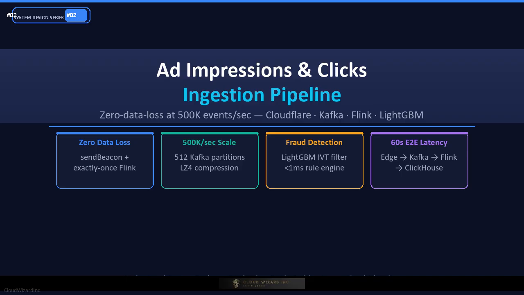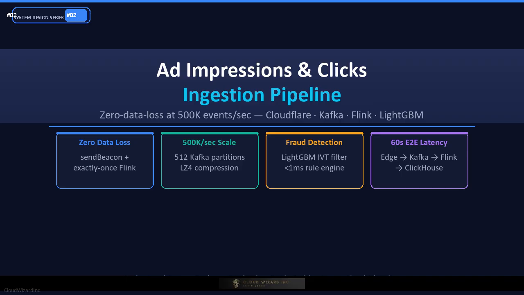Today we are diving deep into the ad impressions and clicks ingestion pipeline, a system that handles 500,000 events every single second across web pixels, mobile SDKs, and server-to-server APIs. You will learn how Cloudflare Workers catch events at the edge in under 50 milliseconds, how Kafka with 512 partitions absorbs the full traffic burst, how Flink enrichment jobs join campaign metadata in real time, and how a LightGBM fraud filter kills bot traffic before it ever touches your OLAP store.